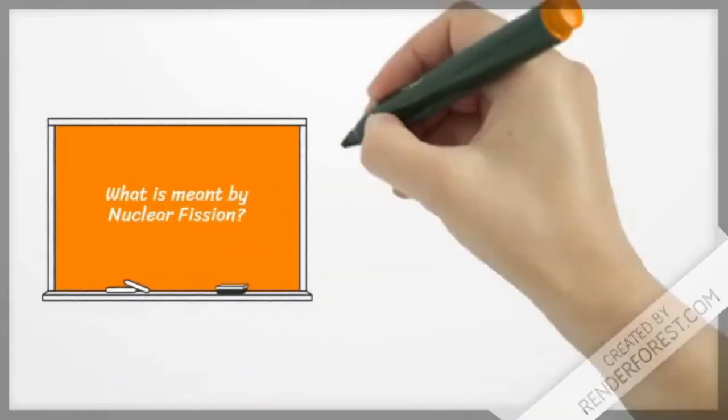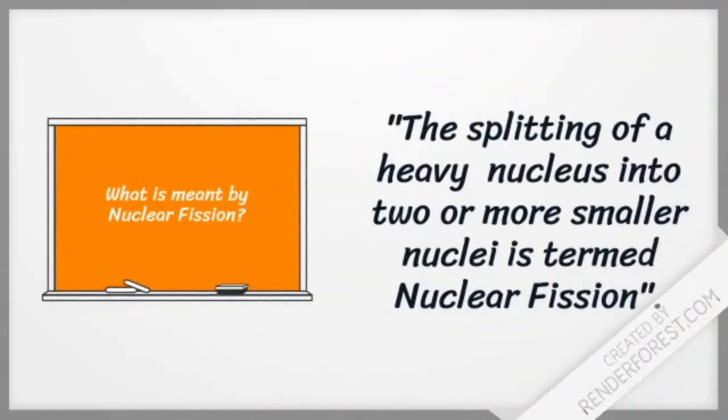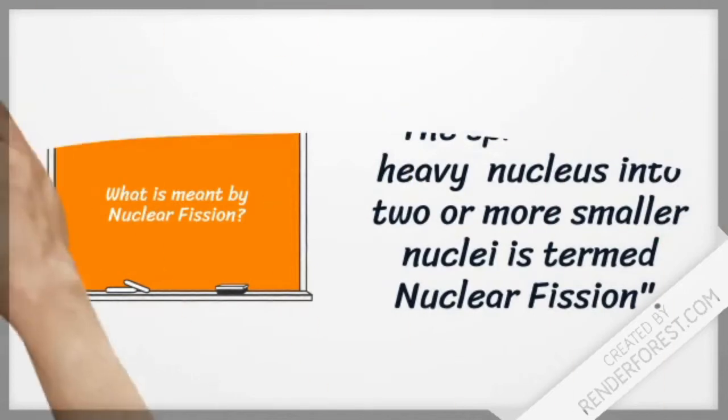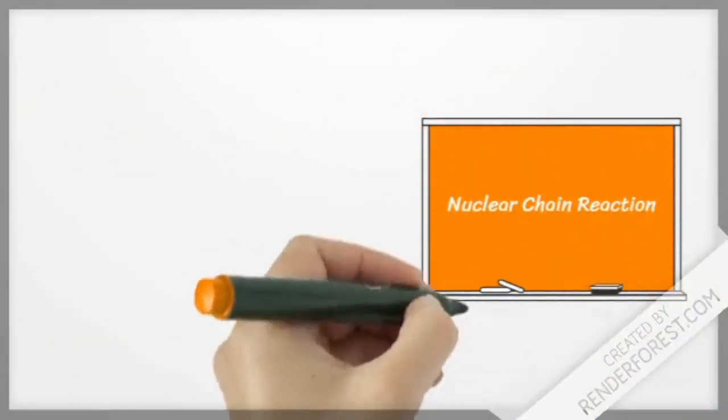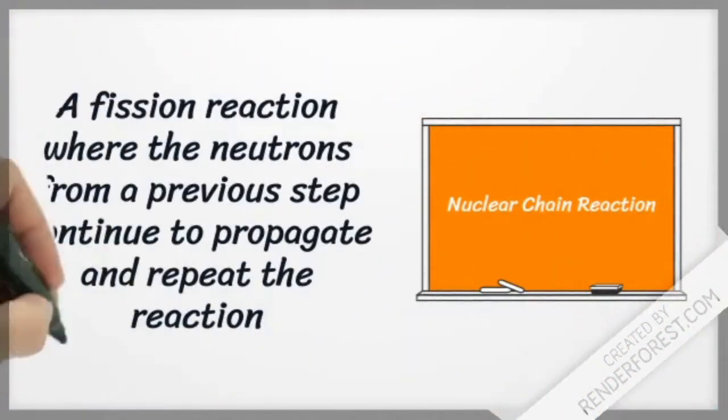What is meant by nuclear fission? The splitting of a heavy nucleus into two or more smaller nuclei is termed nuclear fission. What is a nuclear chain reaction? A fission reaction where the neutrons from a previous step continue to propagate and repeat the reaction.